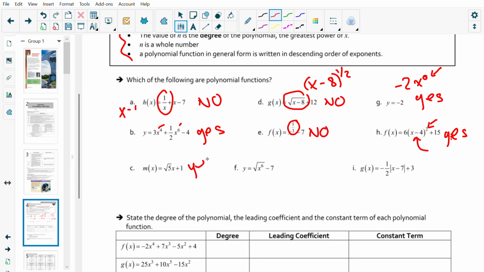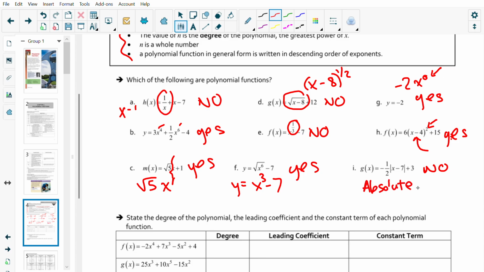This one, yes, tricky, but if you separate it, the coefficient is square root of 5. The variable is x, and it has an exponent of 1. Okay, this one is yes. I know there's a square root, but if you simplify it, that's x to the third minus 7. So that is definitely a polynomial. This one, no, because this is an absolute value function. Let me make this neater. By definition, just by it being an absolute value function, it cannot be a polynomial. Okay?